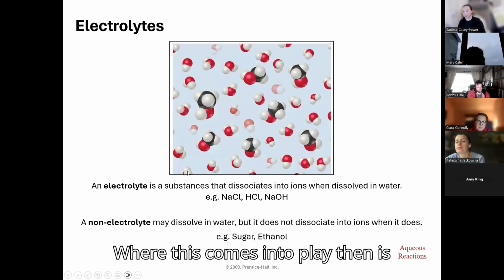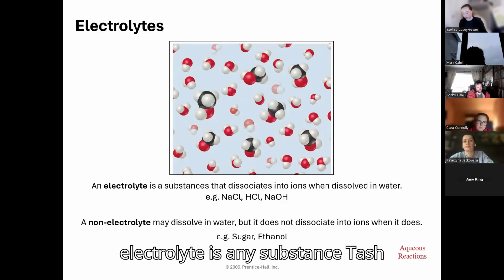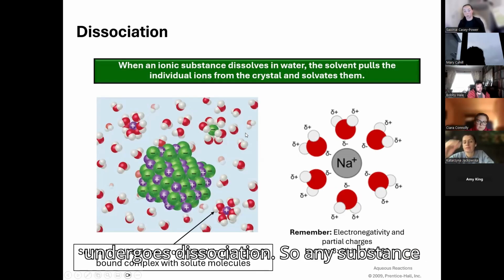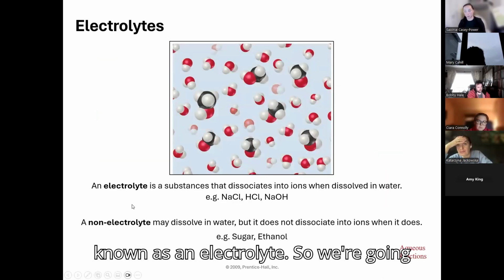Where this comes into play then is when we talk about electrolytes. An electrolyte is any substance that undergoes dissociation. So any substance that carries out this process when it's dissolved in water is what's known as an electrolyte.